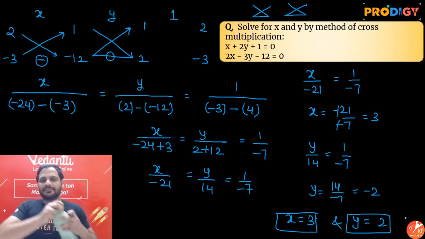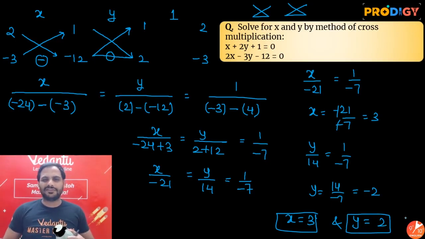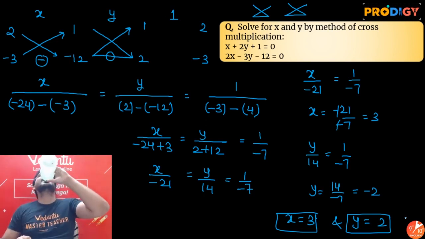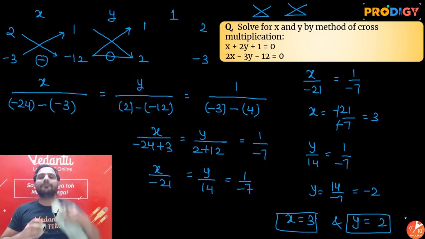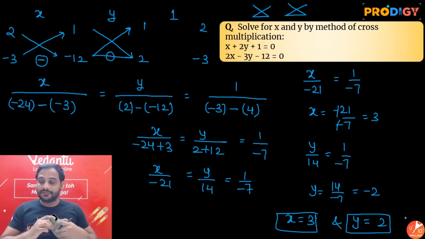So the cross multiplication method is also very easy. If the coefficients are smaller, you can quickly solve with the cross multiplication method. So this is how this question can be solved.